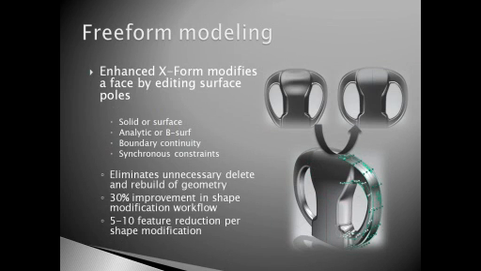Now we're going to take a look at the Xform tool. It helps by adding surfaces and pulls that you can grab and pull and shape your product. Again, you have the same type of solid and surface data, your B-surf, and it's using synchronous constraints to hold it all together and help shape. Again, you're eliminating the unnecessary delete and rebuilds of geometry, reduced features in your feature tree, and you're getting a 30% improvement in shape modification and workflow.